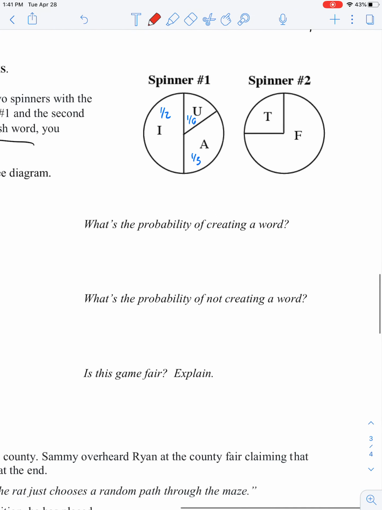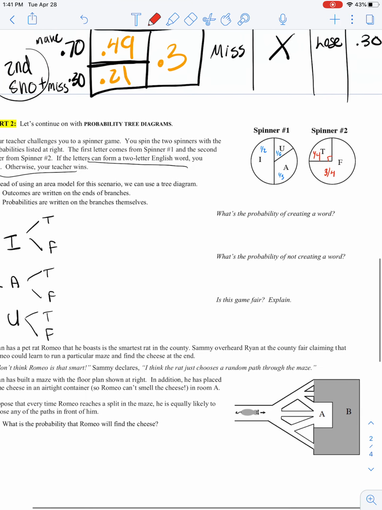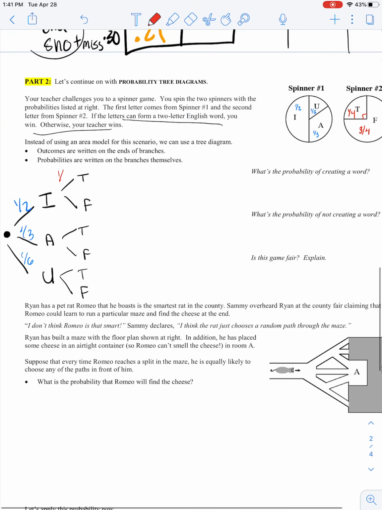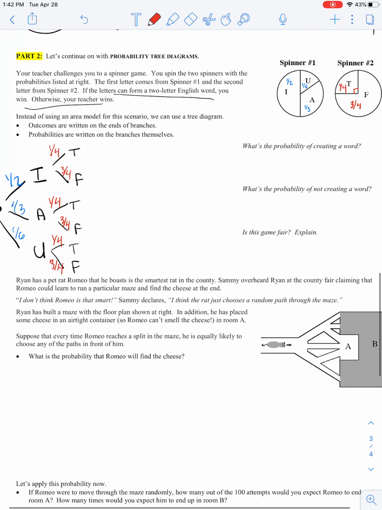Just a reminder there. To spin a T, it has a 1/4 chance because it's 1/4 of the circle. And for F, there's a 3 out of 4 chance. So T, we have 1/4, 3/4, 1/4, 3/4, 1/4, 3/4, and so on. So we can use this diagram now to answer some of the questions.